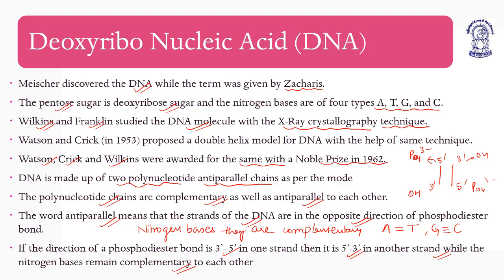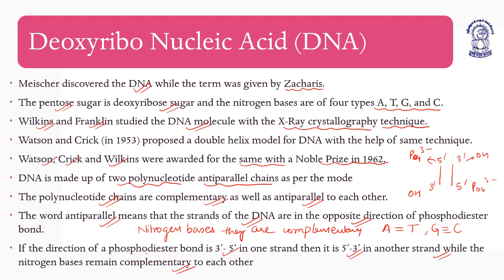Miescher discovered DNA, while the term was given by Zacharias. The pentose sugar is a deoxyribose sugar and the nitrogen bases are of four types: A, T, G, and C. Wilkins and Franklin studied the DNA molecule with the help of X-ray crystallography technique. Watson and Crick in 1953 proposed the double helical model of DNA with the help of the same technique.